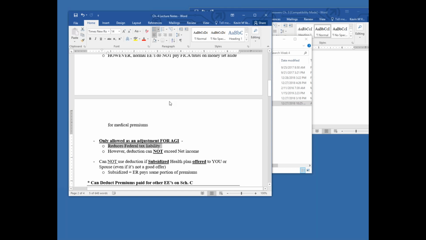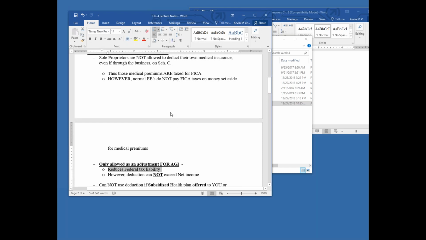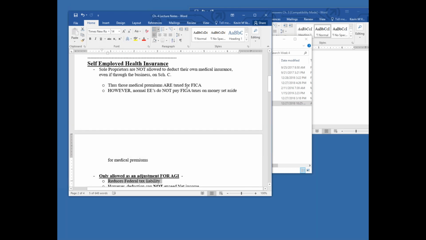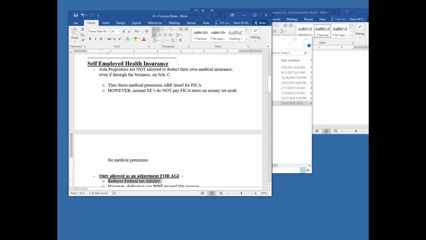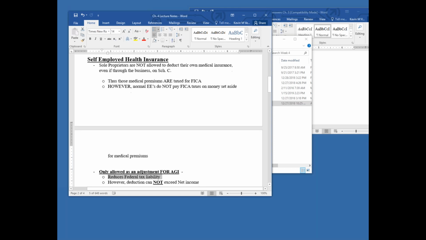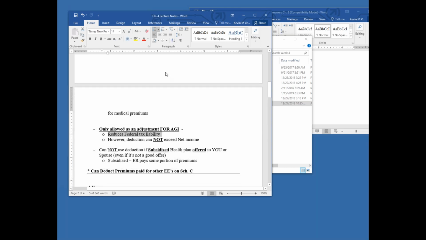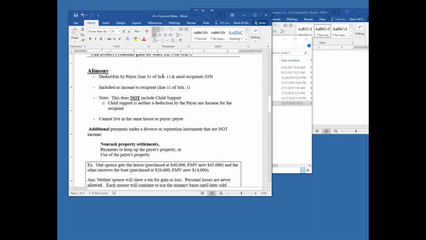So it does help, but it doesn't help for FICA taxes. Regular employees get to take that amount off of their taxes and for FICA as well. They don't pay tax, and you'd find that more in payroll tax. I'm not going to get into that, but that's a really odd little place. You don't get to take off self-employed health insurance on Schedule C. You only take it off on Schedule 1 as an adjustment for AGI.